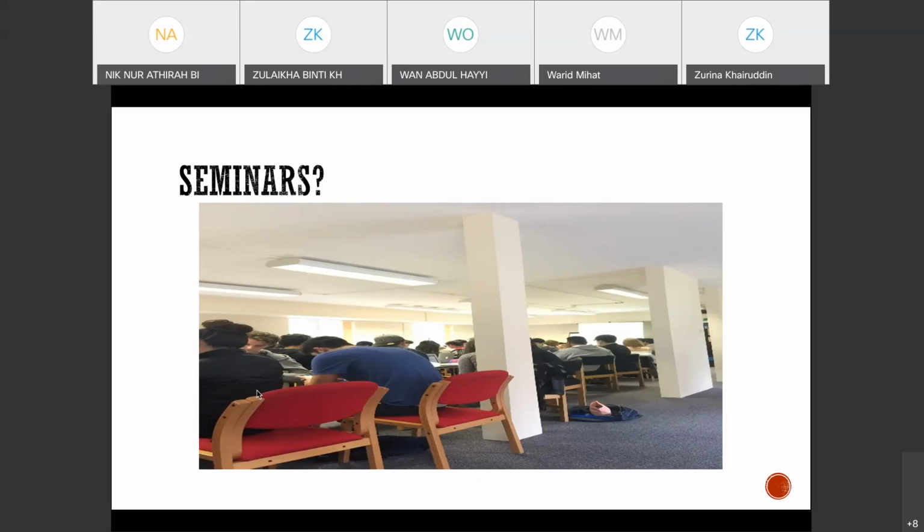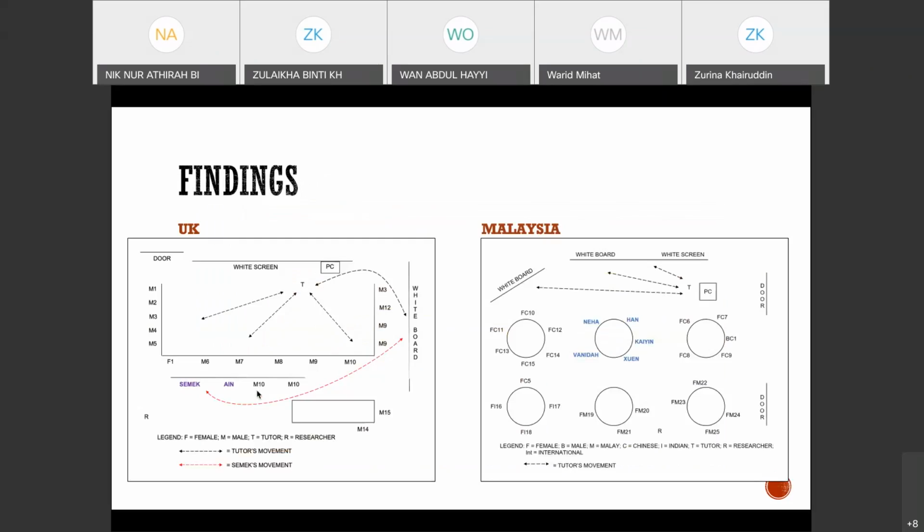So let's move on to my data. As you can see, I have the UK data and the Malaysian data. This one is the seating arrangements, or seating maps, or seating plans, you want to call it, of the students in Malaysia. On the left hand side is from the UK. For this particular seminar, I took the one where Samek, a Malaysian student, a pseudonym obviously, moved forward to the whiteboard to share her answers, which I will explain further later.